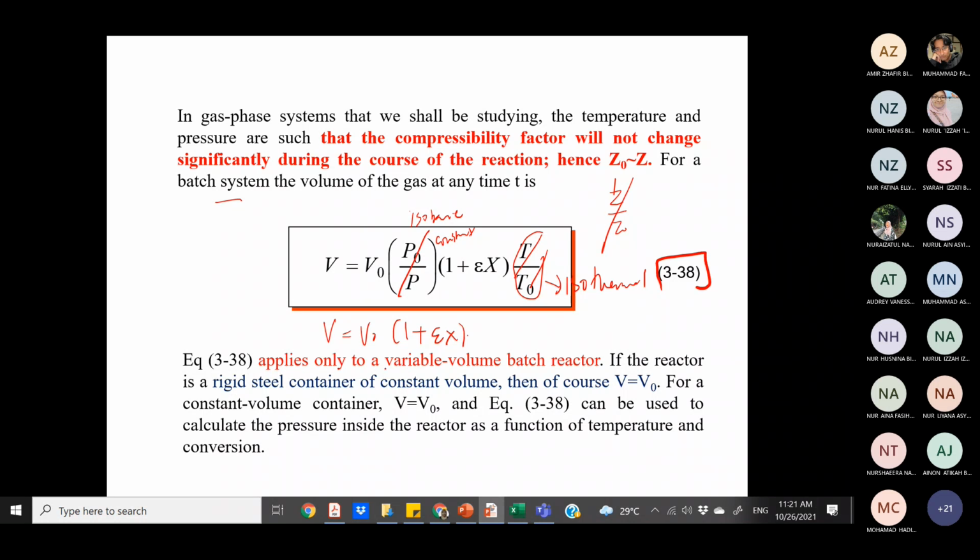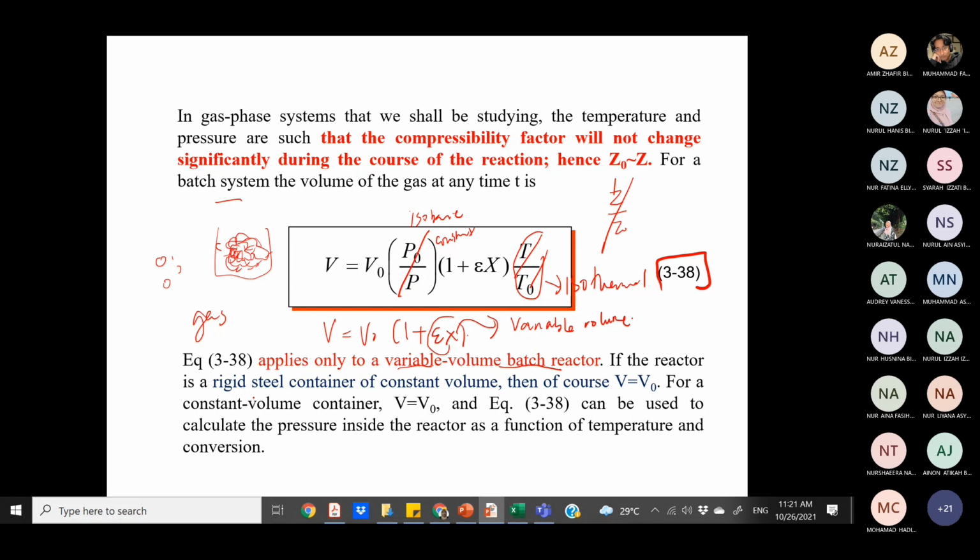Okay, so this means that here it is a variable volume. Because it is a gas, not a liquid, it can easily change volume. Even though it is in a batch system, equation 3-38 applies only to a variable volume batch reactor. It is a batch reactor but its volume changes because it is a gas. Gas can change volume because it can move randomly.